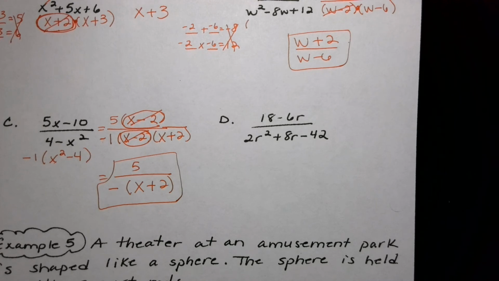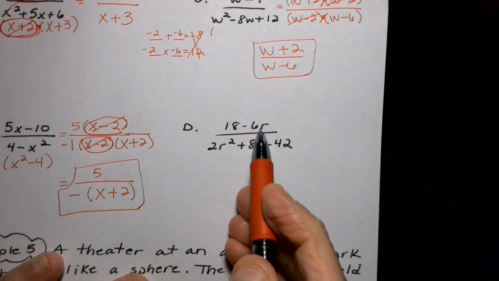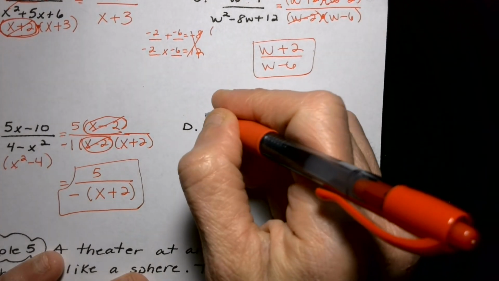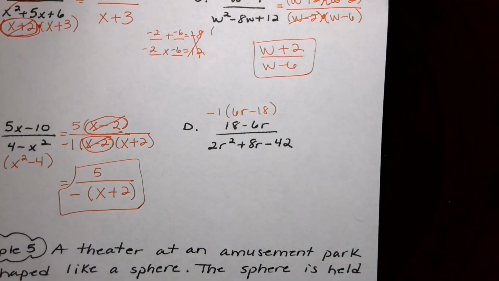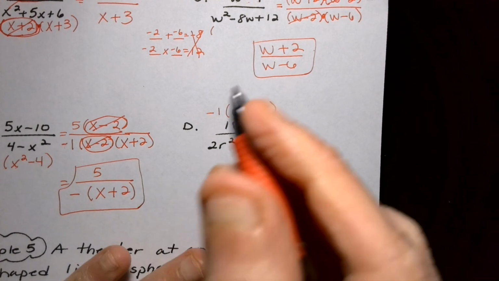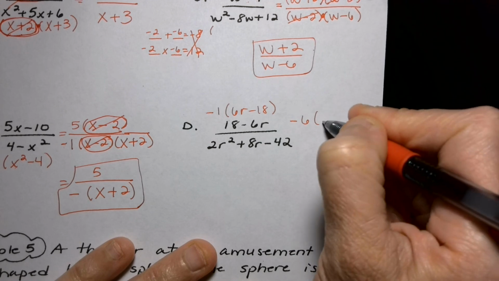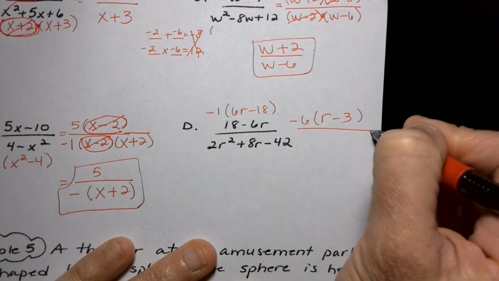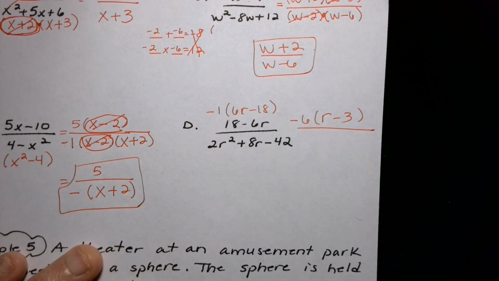Looking at the top, I see them again in that other order. So I'm going to get that r first by taking out a negative 1, so that we have it in descending order. And now I can see we can take out a 6 as well, can't we? So we're going to take out a negative 6, and we'll have r minus 3 left. I divided a 6 out of both of them.